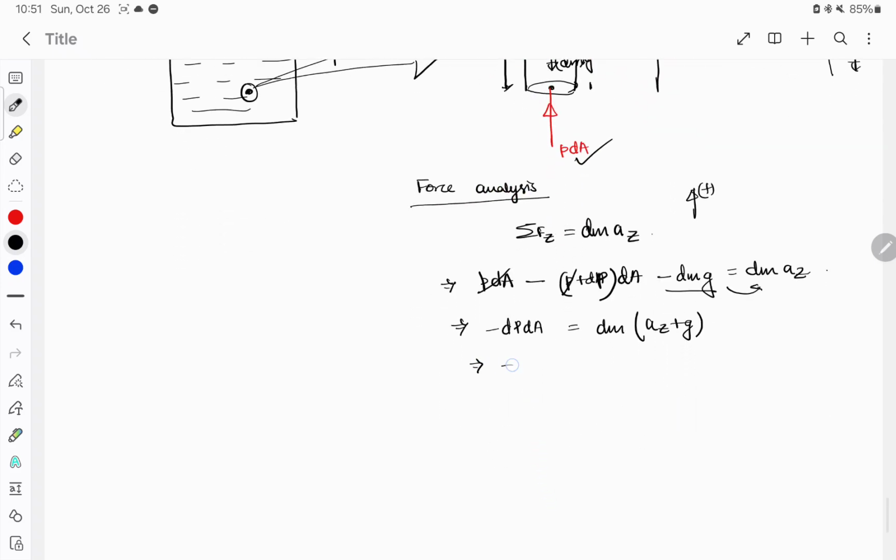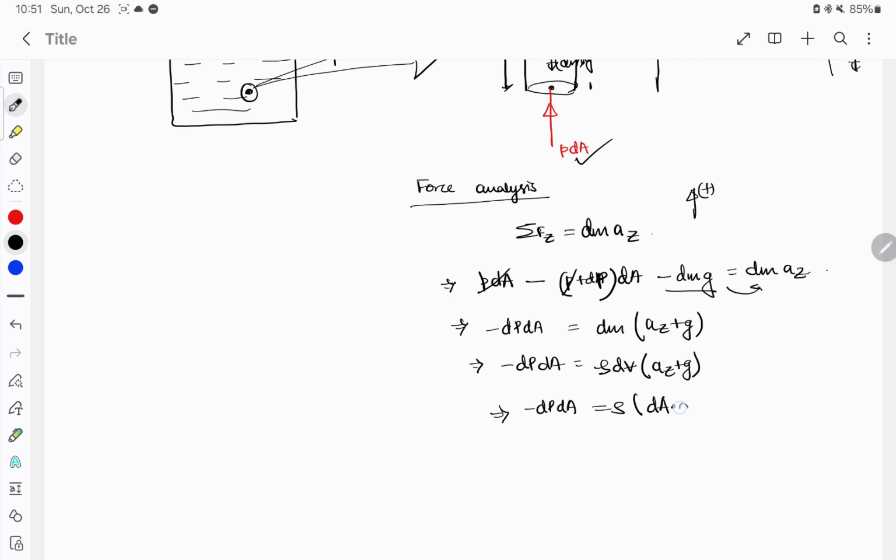Again for dm, as in the previous scenario we have written, dm is what? Density into small volume. For small mass there is small volume, dA into dz, then again rho, small volume is what?